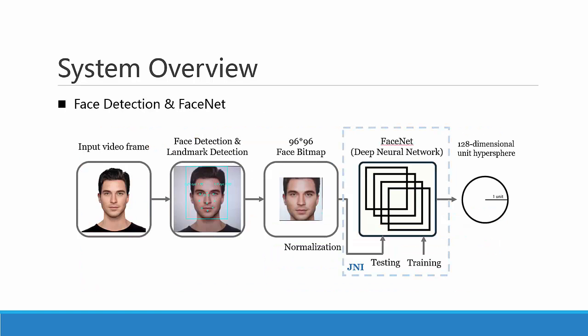This diagram shows the workflow of face detection and FaceNet mentioned in the previous slides. Each video frame will be passed into the face detector. Once the face is detected, the application utilizes the information of the face, including position, face width, and face height, to crop a face bitmap and resize it to 96 multiplied by 96 pixels. Then this bitmap is normalized and then passed into the FaceNet model. This FaceNet model can represent the face as the 128 dimensional unit vector.